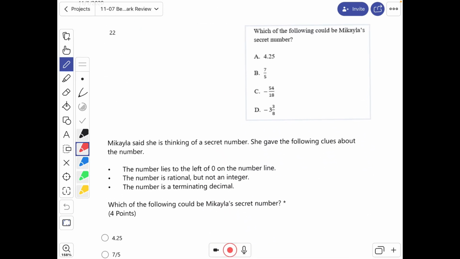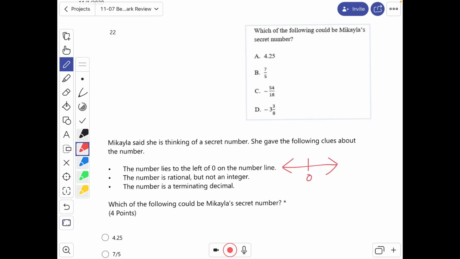Number 22. Which of the following could be Michaela's secret number? Michaela said she is thinking of a secret number. She gave the following clues about the number. The number lies to the left of 0 on the number line. So if we have a number line, and if it's on the left, that's over here. What numbers are on the left? Negatives. So it can't be these positive numbers.